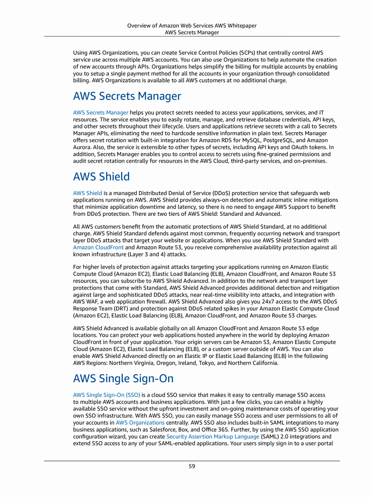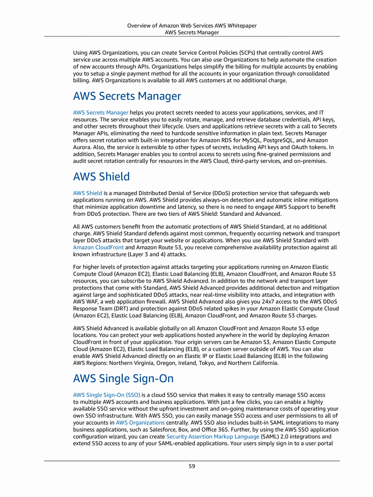AWS Secrets Manager. AWS Secrets Manager helps you protect secrets needed to access your applications, services, and resources. The service enables you to easily rotate, manage, and retrieve database credentials, API keys, and other secrets throughout their lifecycle. Users and applications retrieve secrets with a call to Secrets Manager APIs, eliminating the need to hardcode sensitive information in plain text. Secrets Manager offers secret rotation with built-in integration for Amazon RDS for MySQL, PostgreSQL, and Amazon Aurora.